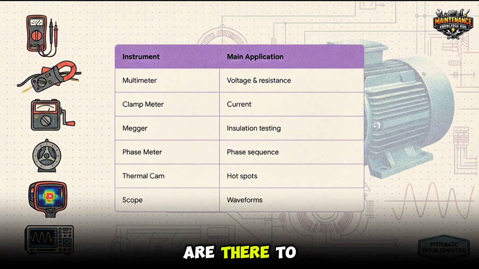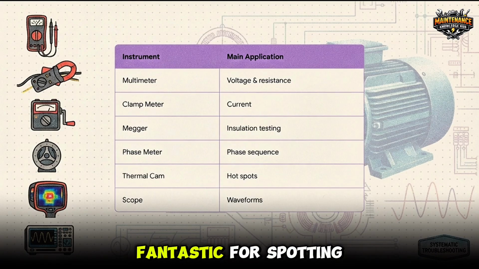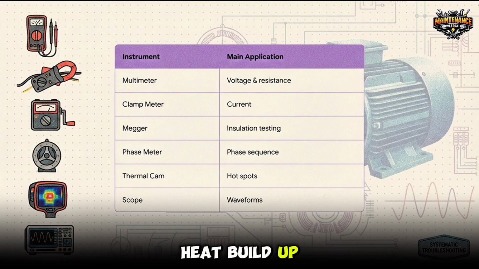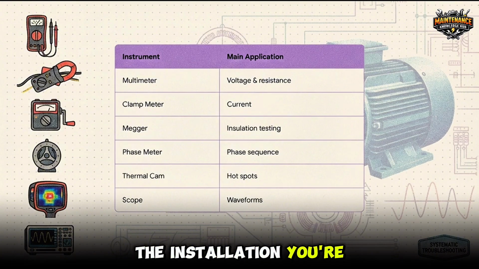Phase rotation meters are there to ensure your motors actually spin the right way when you turn them on. And I love thermal cameras. They're absolutely fantastic for spotting loose connections. They literally let you see a failure weeks before it actually stops production by highlighting that heat buildup. A portable oscilloscope can even help you dive into complex waveform analysis if you need to. Just always ensure your tools have the correct safety CAT rating for the installation you're working on.